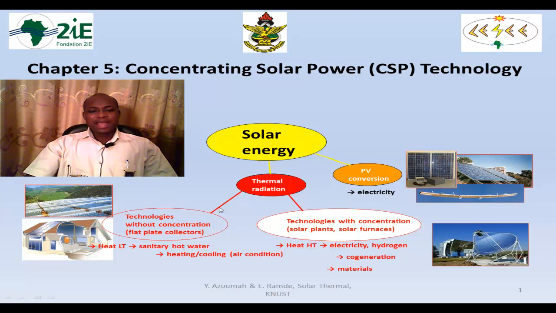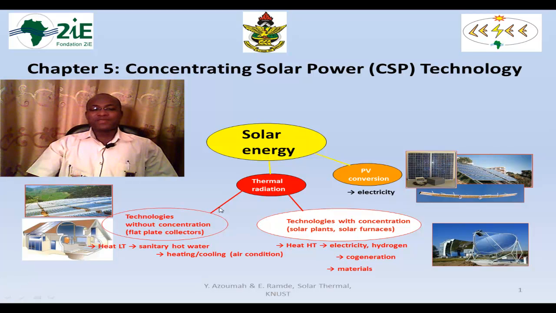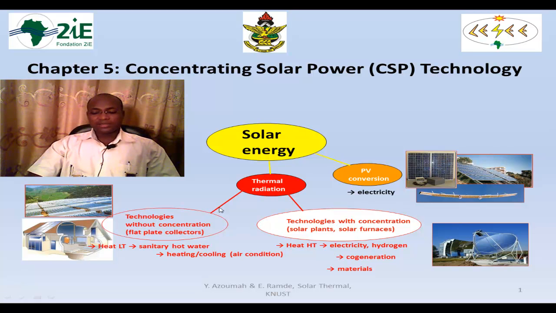The main applications of this transformation of solar irradiation are electricity production, hydrogen production, and materials. We have some specific materials that are manufactured using solar furnaces, and also cogeneration, etc.